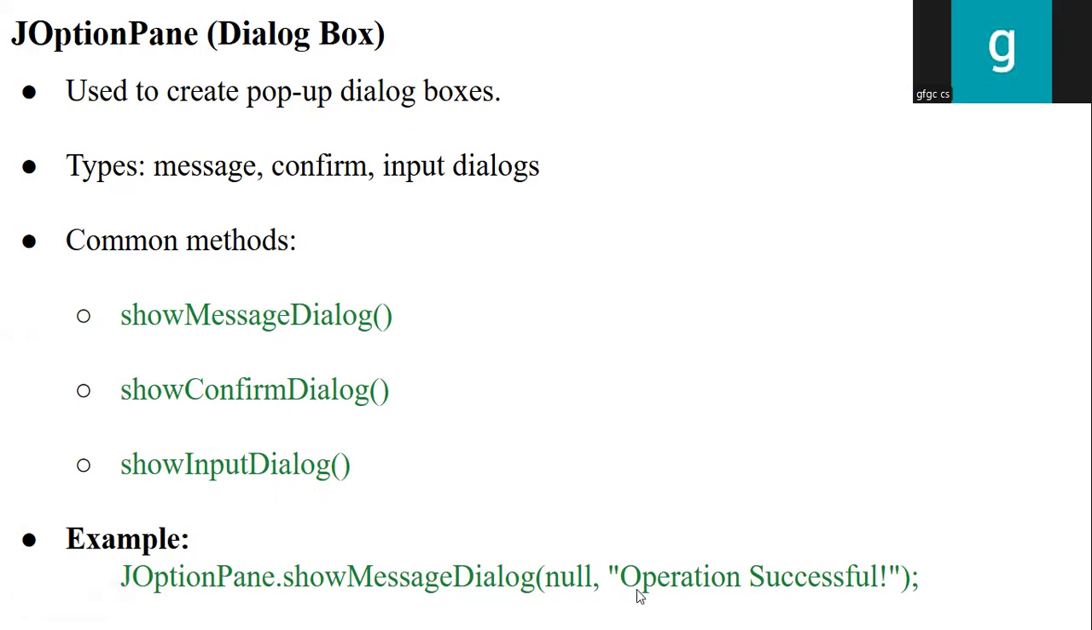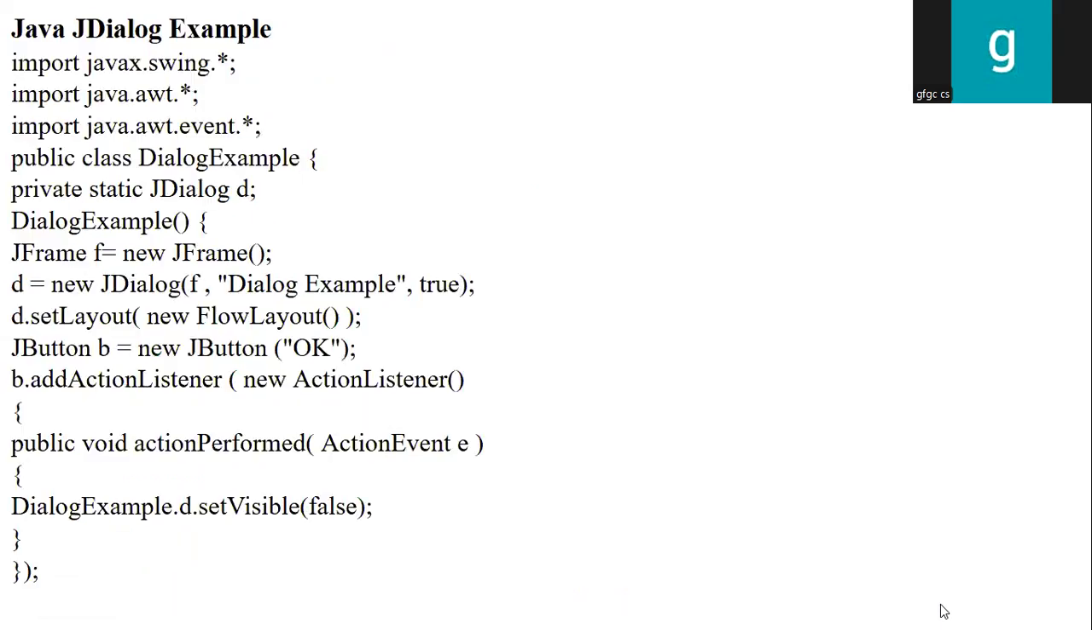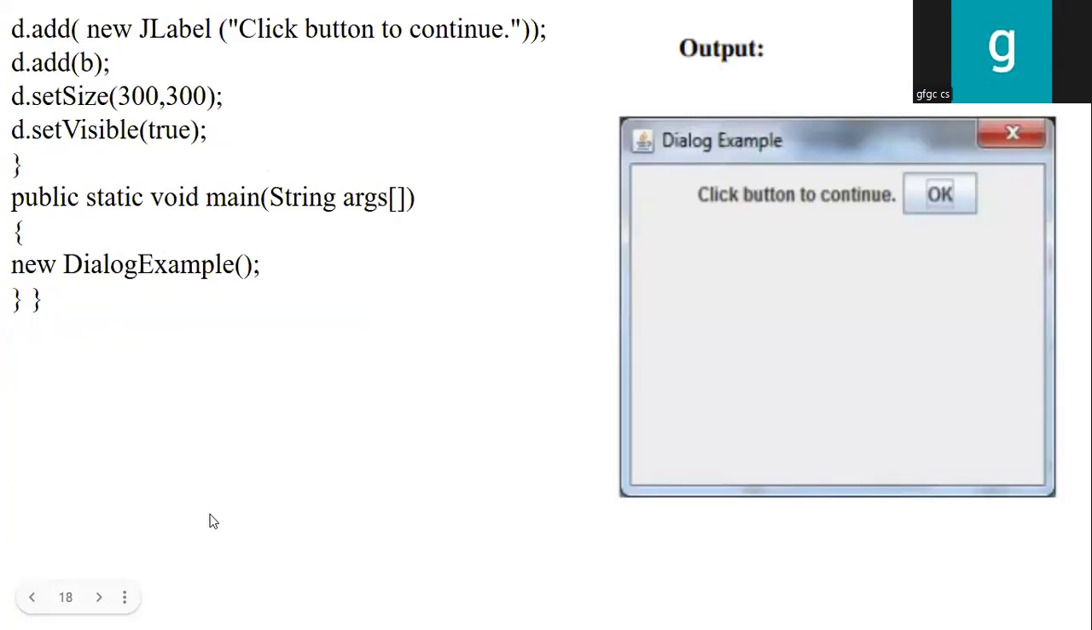JOptionPane showMessageDialog: operation successful. Here I have created the dialog box. Dialog example: in actionPerformed I have to use the dialog example class name and setVisible false. I have taken this one. When I click on the OK button, then it should show the message. This is the dialog box only: click button to continue. When I click on OK, this dialog box will open.